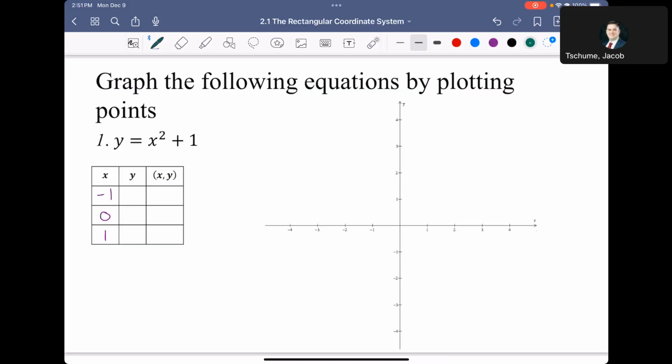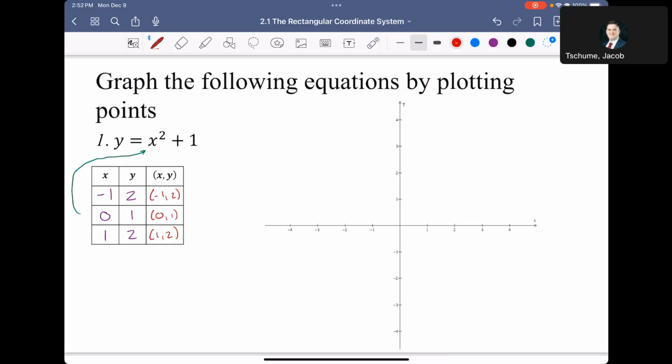And then from here, you can either do it in your head or you can use your calculator. We are going to plug these three x values into the equation, and that will give you your three y values. So if you were to plug -1 in, -1 times -1 is 1, and 1 plus 1 is 2. If you were to plug in 0, you should get a value of 1. And if you plug in 1, 1 squared plus 1 also gives you 2. And so what this has now done is you have created three different ordered pairs that you can now plot.